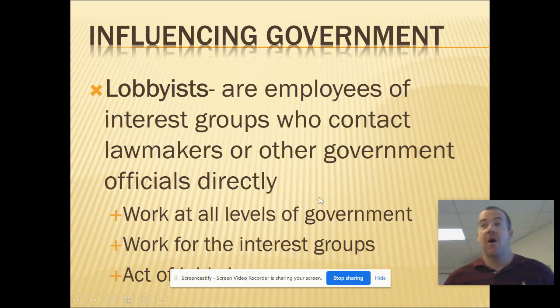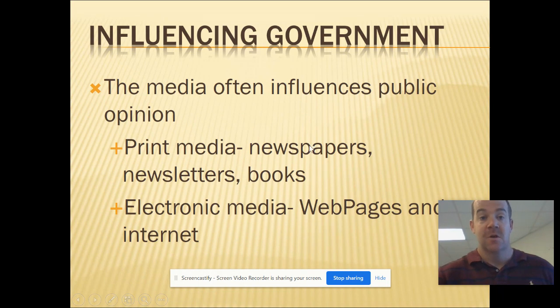Lobbyists are people who try to get laws passed to benefit them, to benefit what they want. They lobby their congressmen or their senators or lawmakers. They work for the interest groups. There's a question on this too.